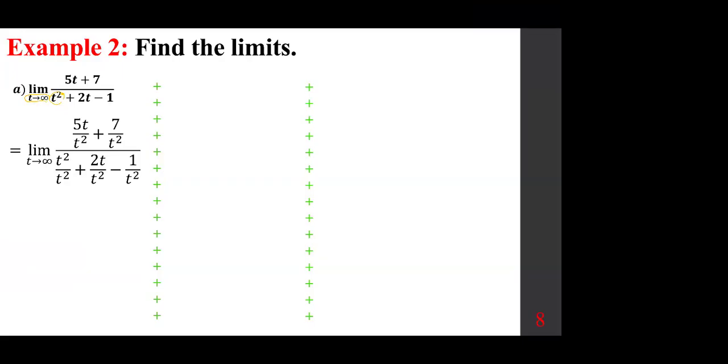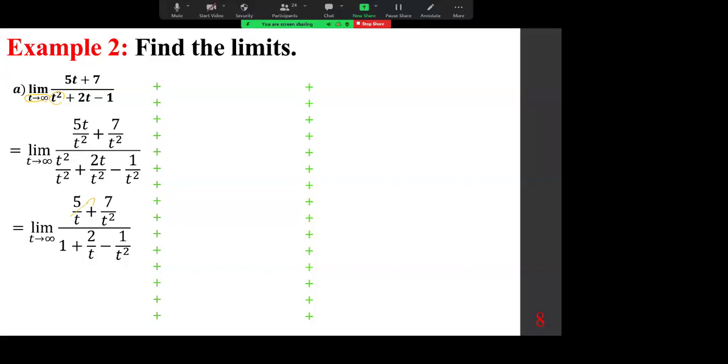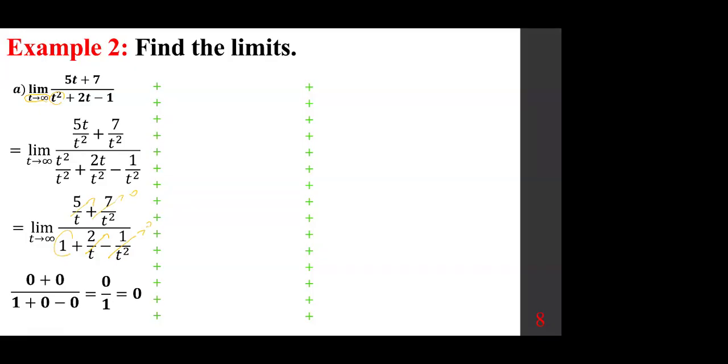We're going to simplify each term in the numerator as well as the denominator. Because t is approaching infinity, everything goes to 0, except this. So you're looking at 0 over 1. 0 over 1 is 0. Same thing for part B.